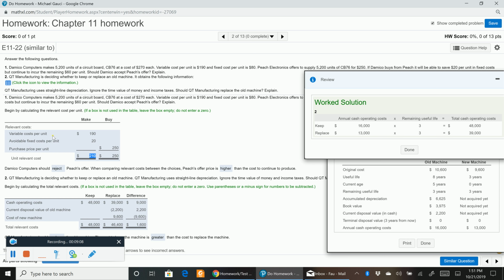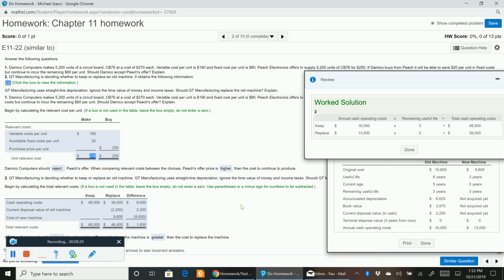Another thing we could have done, if you wanted to really look at it in total, you could have put the full 80 here under make, and under buy you would have put 60. Doesn't matter, right? Making it is going to cost more than buying it in regard to the fixed costs.